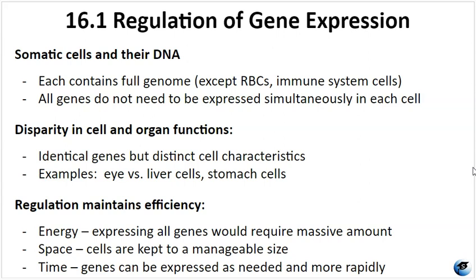And the reason behind this diversity lies in the process of regulation, which maintains the efficiency of cellular functions. Expressing all genes in every cell would be an incredibly energy-consuming task, so cells wisely conserve energy by activating only the genes they need and only when they need them. This regulation also saves space within the cells, because if all the genes were expressed all at once, the cells would become massive. They'd be just stuffed full of proteins.